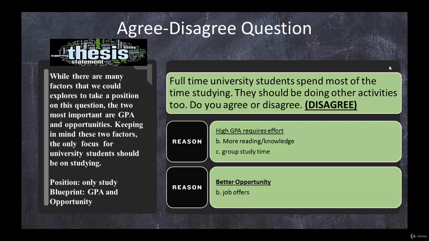Now, a couple of things. With this thesis statement, what I'm doing is I'm showing you an example of a two-sentence thesis statement. It is possible to have a two-sentence thesis statement. My preference is only to do it with one sentence, but it is possible to have a two-sentence thesis statement, and that's what I'm showing you here.